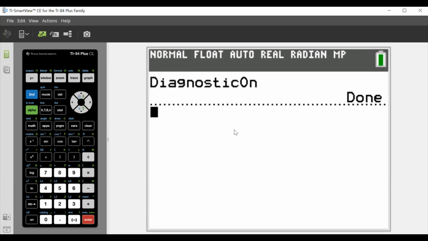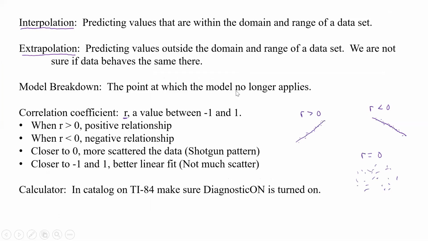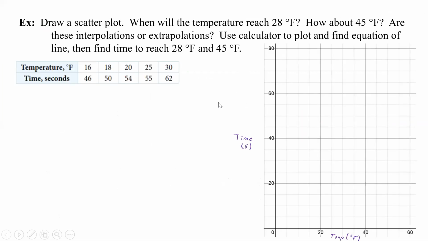Now anytime we do any calculations, we'll get that R value out as well as the equation of a line. Some calculators have it turned on automatically, some don't, so this is just in case yours does not have it turned on. In this one, we're going to draw our own scatter plot again, and afterwards we'll use a calculator to plot it and find an equation of the line. But first, we're going to do it by hand to show that we can still do things by hand.